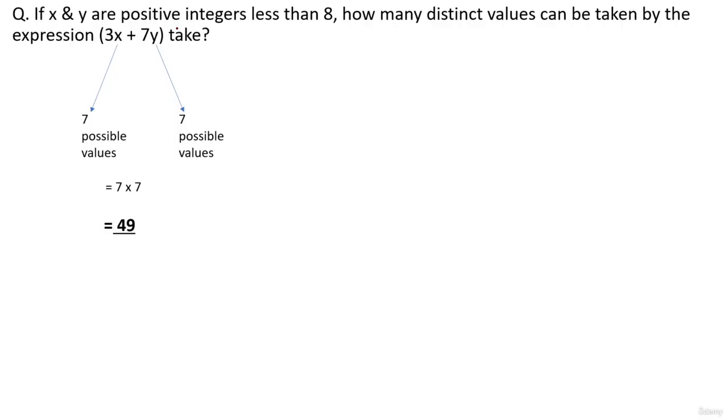So you don't need to actually find out all the values over here, all 49 values. Just logically you can say x has 7 values, and for every value of x, y can take the 7 values, right? So 7 into 7, the total number of ways is 49.